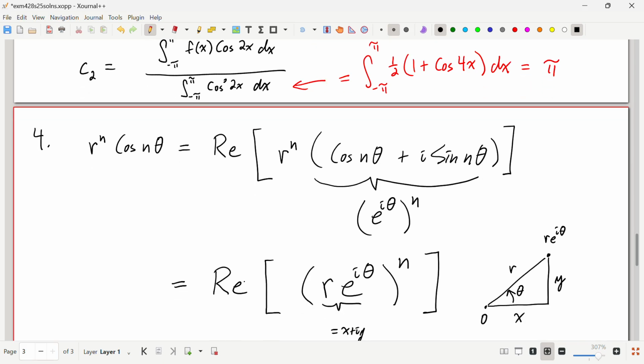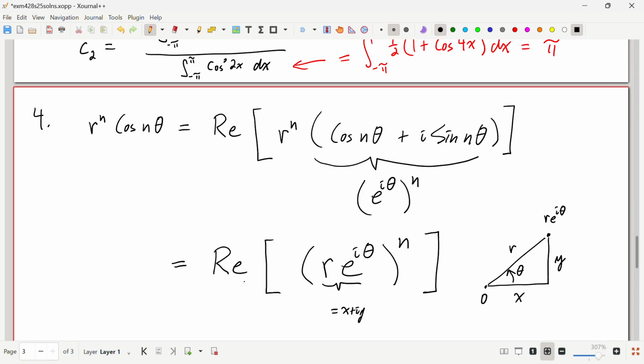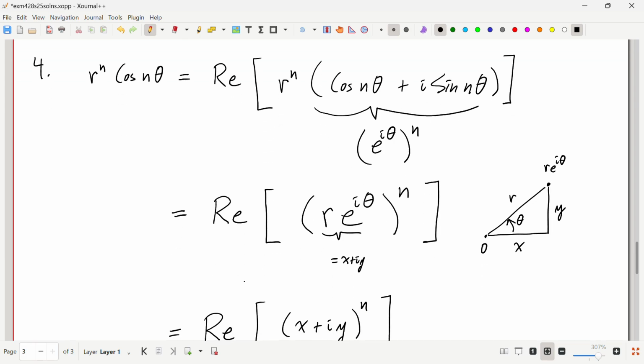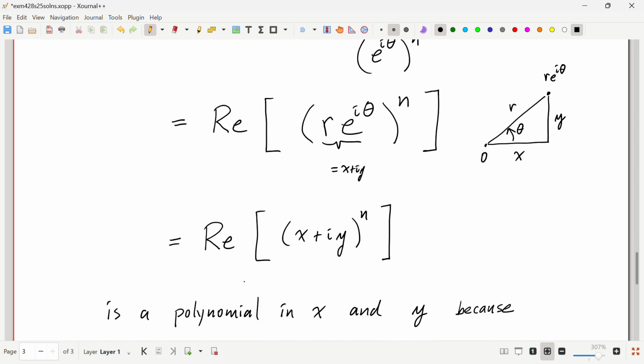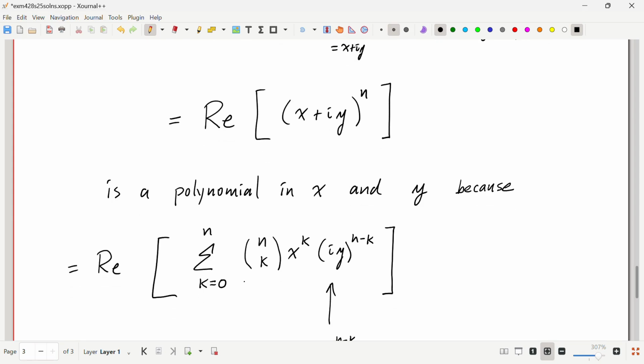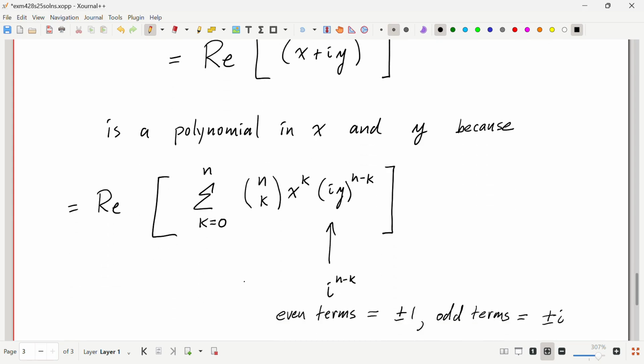r to the n cosine n theta is the real part of a familiar looking thing, namely r to the n times cosine n theta plus i sine n theta. And that's e to the i theta to the nth power. And here's where the hint, De Moivre's formula, comes in handy. That's r times e to the i theta, to the n. And in polar coordinates, r e to the i theta is x plus i y. So it's the real part of x plus i y to the n. And that's clearly a polynomial. If you wanted to write it out, you just use the binomial theorem.